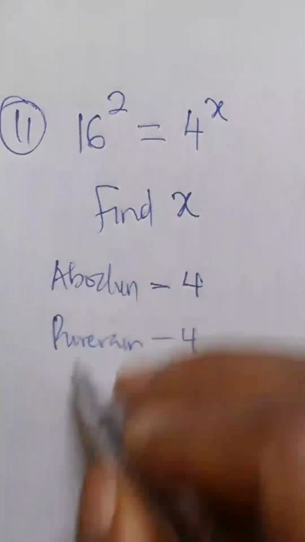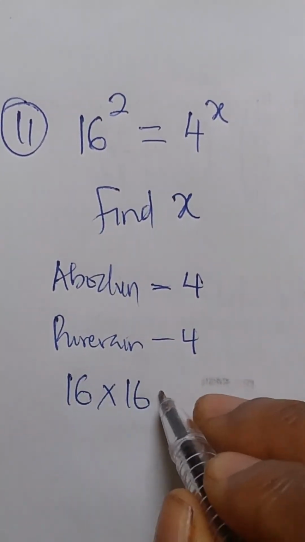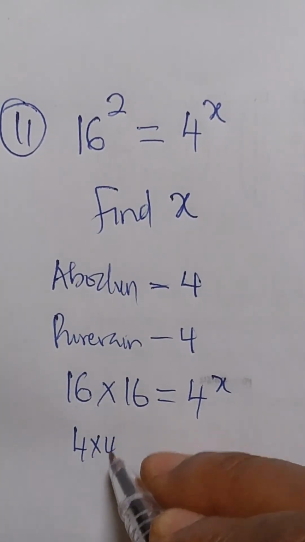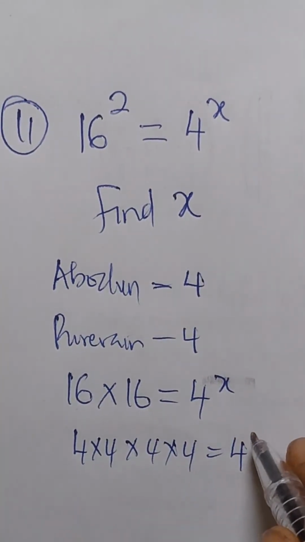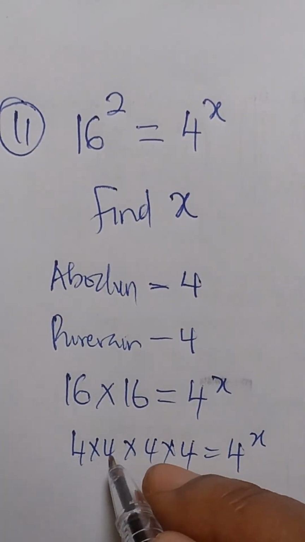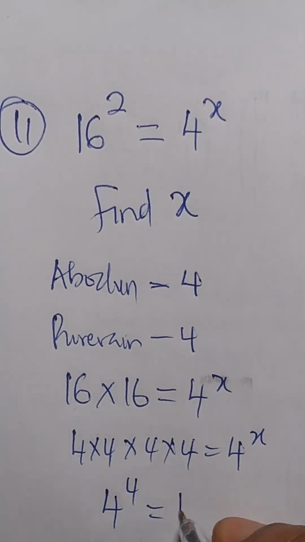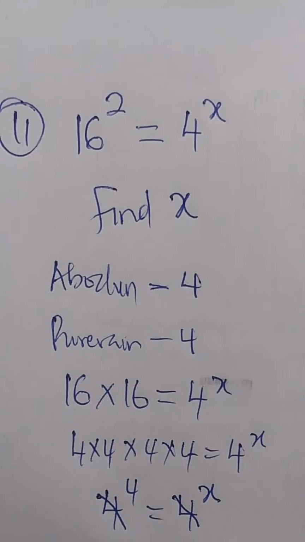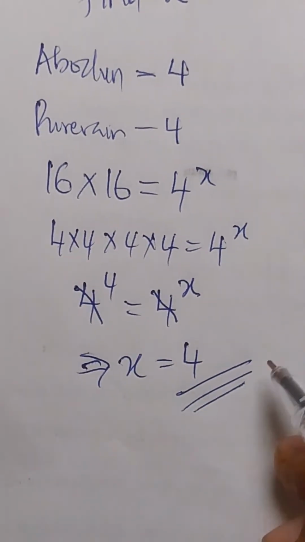So we have 16 squared, which is 16 times 16, equals 4^x. Now 16 is 4 times 4, so 4 times 4 times 4 times 4 is 4 raised to the power 4, equals 4 raised to the power x. The bases are the same, so equate their powers. You can now say that x is equal to 4. And that is the answer. X is equal to 4.